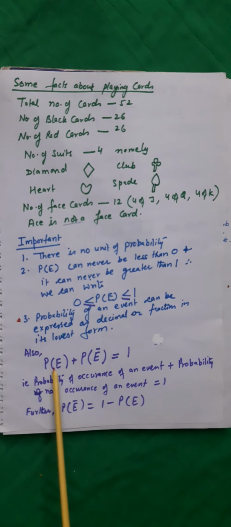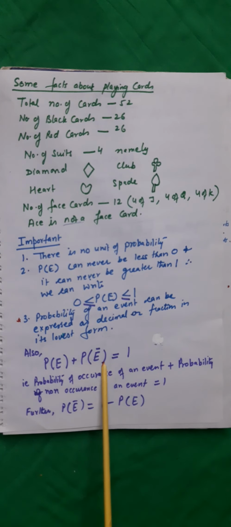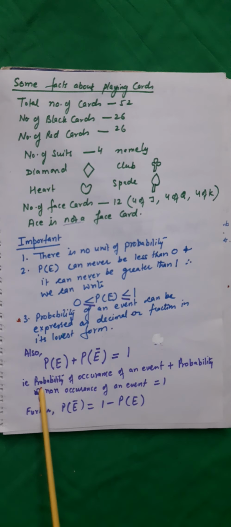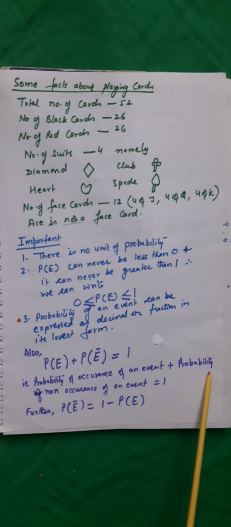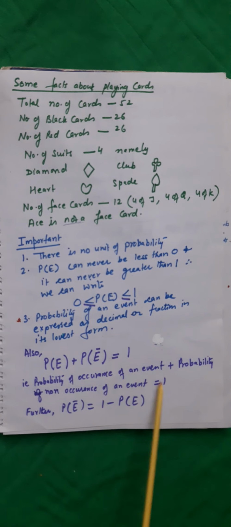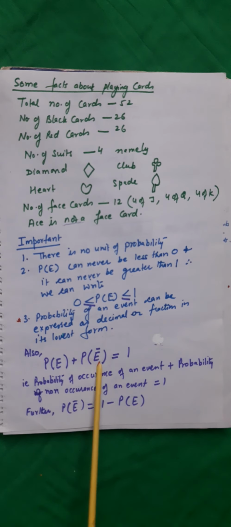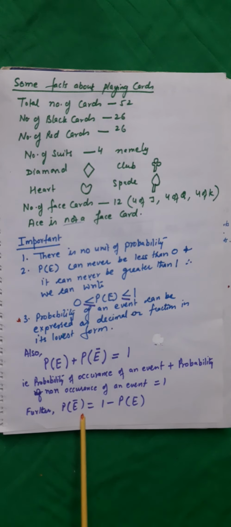Also, the probability of an event plus the probability of non-occurrence of the event is equal to 1. That is, the probability of occurrence of an event plus the probability of non-occurrence of an event is 1. Further, if I want to find the probability of non-occurrence of an event and I know the probability of its occurrence, then I will just subtract it from 1 and get the value of non-occurrence.